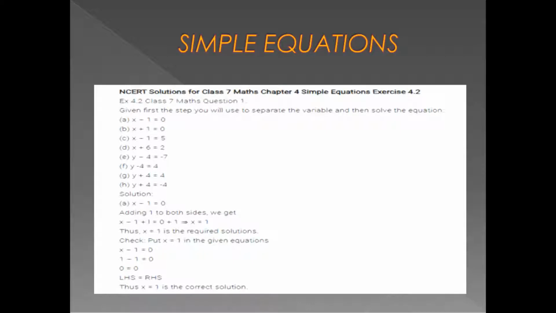In exercise 4.2, our first question is: give the first step you will use to separate the variable and then solve the equation. We have been given x minus 1 equal to 0. Adding 1 on both the sides, we'll be getting x minus 1 plus 1 equal to 0 plus 1. That means we have added 1 on the left hand side as well as the right hand side. So we'll be getting the answer x equal to 1, which is the required solution.